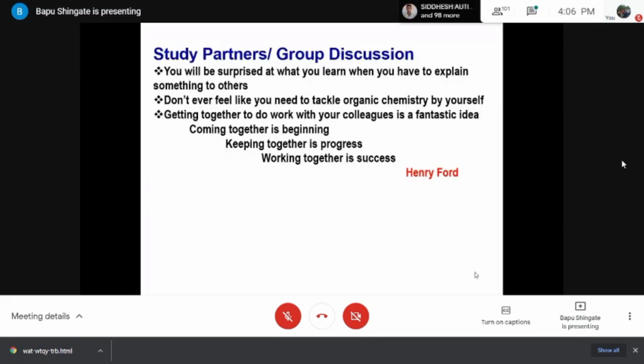And the next point, getting together to do work. Getting together to do work with your colleagues is a fantastic idea. That's why there is one quotation given by the great philosopher Henry Ford: coming together is a beginning, keeping together is progress, and working together is success. Keep in mind this particular mantra: working together is success.